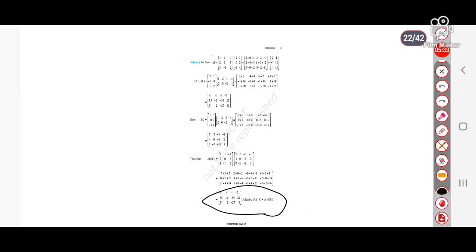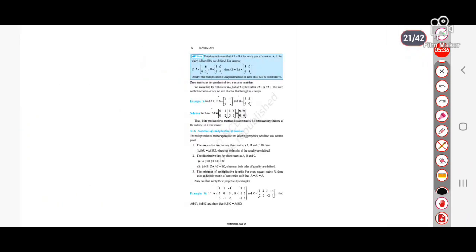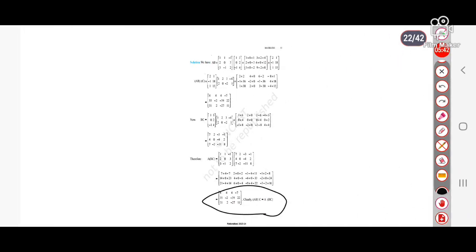Therefore, you can just continue like this. Therefore, the given matrices are multiplied and the result is verified as asked in the question. So this will be the result that should be written at the last of this answer, right?